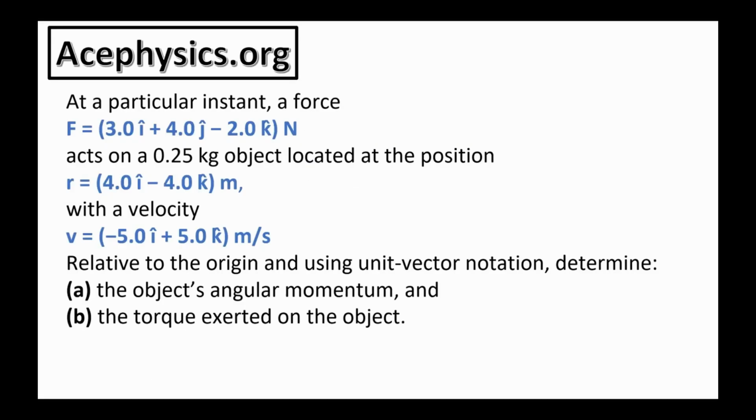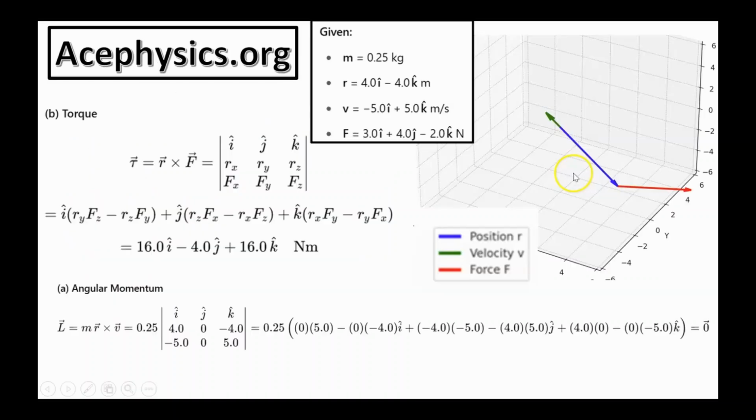Problem number 9. At a particular instant, a force F acts on a 0.25 kilogram object located at a position R with a velocity v. Relative to the origin and using unit vector notation, determine the object's angular momentum and the torque exerted on the object. I plotted the vectors.